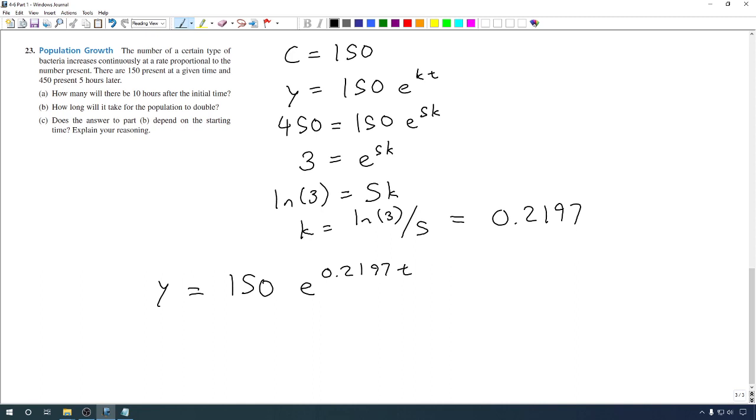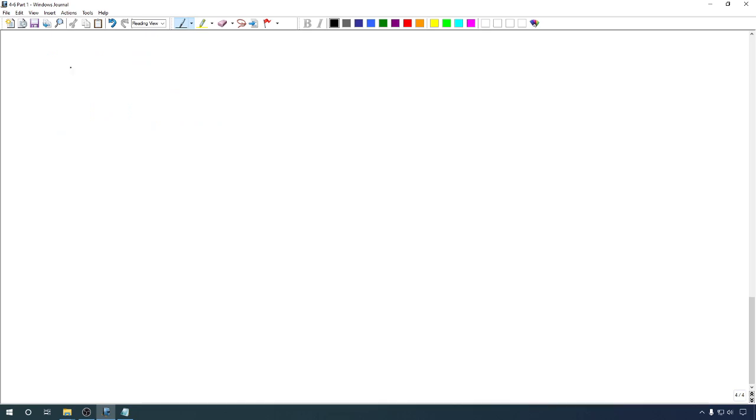Of course, that's not answering any of our questions yet. It's just going to help us to answer those questions. So the first question, part A, how many will there be after 10 hours? Now that's actually a pretty simple question. All we're doing is plugging 10 hours into our function. So we had 150 e to the, well, it'd be 0.2197, but if we multiply that by 10, we can basically just get to move the decimal place. So what is e to the 2.197, but then times 150?